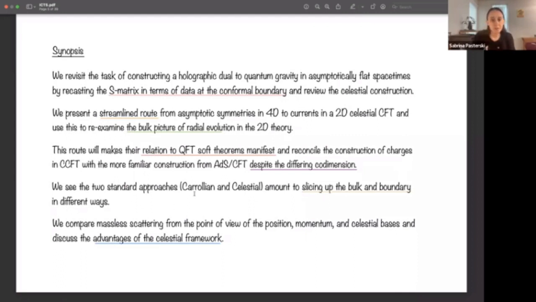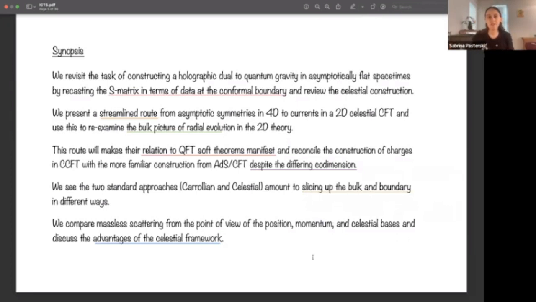This is going to compare Suvrat's work and that of other Carrollian people with the way the celestial construction works, which will basically be different cuts through both the bulk and boundary. And then finally, we're going to revisit massless scattering, with how we're viewing the celestial basis as compared to other types of evolution, and then discuss the advantages of the celestial framework.